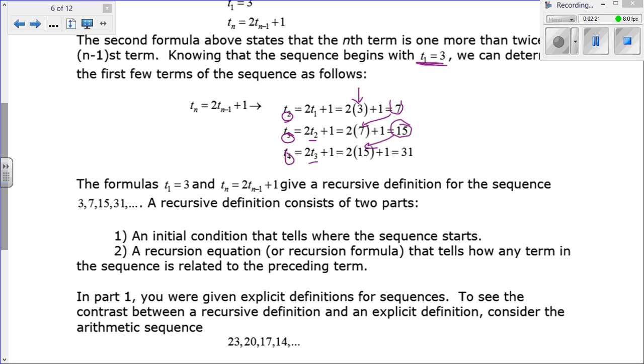A recursive definition consists of 2 parts, and these are important. If you don't have both of these parts, you don't have a recursive formula. You have to have the initial condition that tells where the sequence starts. So you have to know what t sub 1 is. So t sub 1 equals some value. And a recursive equation, or a recursion formula, that tells how any term in the sequence is related to the preceding term. And that was our t sub n formula.